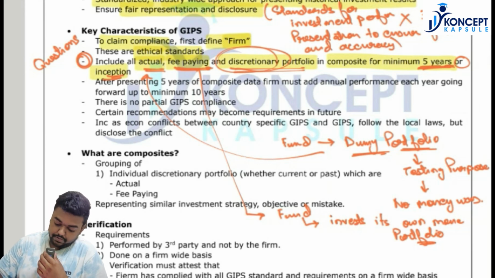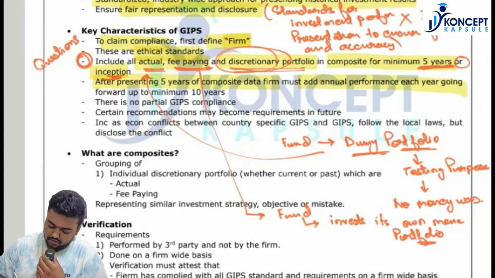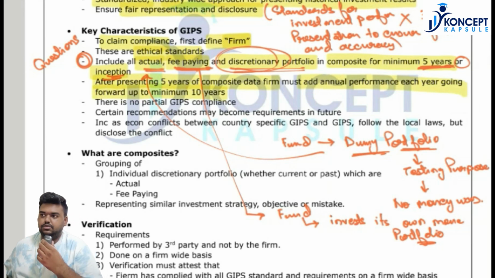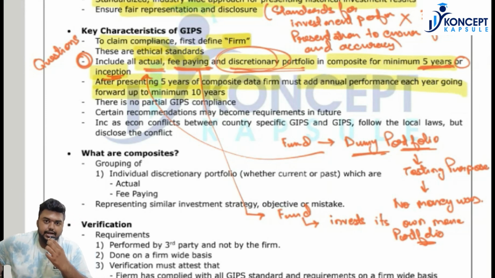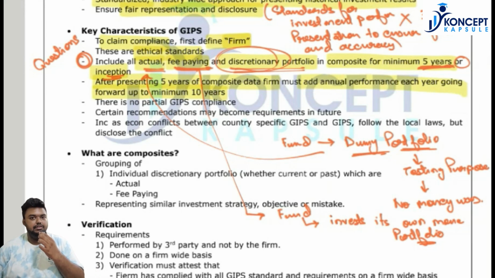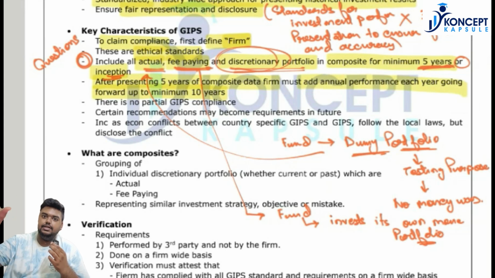Then the next point. After presenting 5 years of composite data, the firm must add annual performance each year going forward to a minimum of 10 years. So what does this mean? It means that you have to be GIPS compliant from the inception till the 5th year, and then after the 5th year every year you have to comply with GIPS till the 10th year.